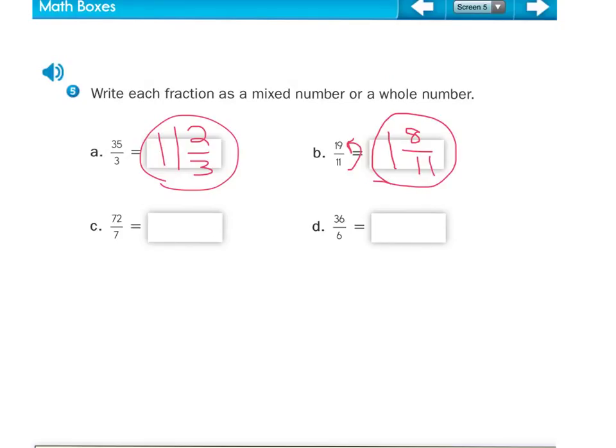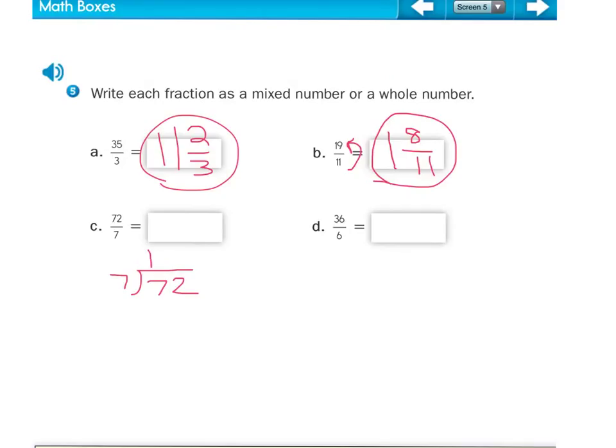Okay, that's a little bit neater, and it gives us a little bit more room to do the work for the next 2. 72/7, again, is an improper fraction. This one, again, is like A. I would want to set up as a division problem. 7 goes into 72. Make it a little bit easier on yourself.